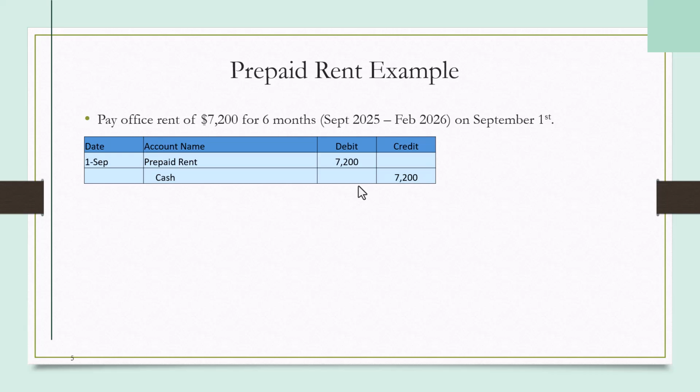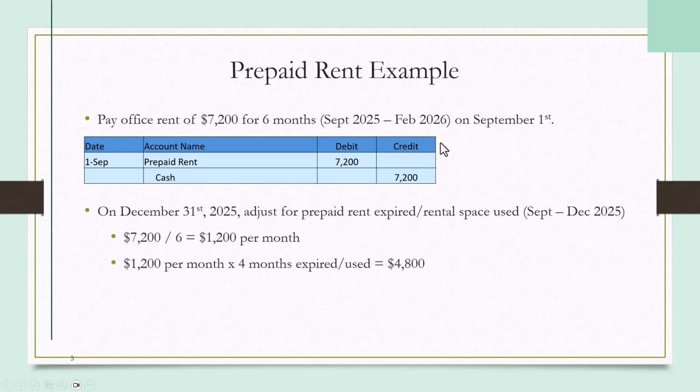And then by the time year end happens, this company would be doing their adjusting entries, and they would look at this account and adjust it for what has been used up. So just assume they do their adjusting entries on December 31st. At that point, they've used up the rental space for September, October, November, and December. That is 4 months. So 4 months have been used up and should no longer be in the prepaid rent account. So you could divide by 6 months, first of all, to get how much that rental is per month. $7,200 divided by 6 months equals $1,200 per month.